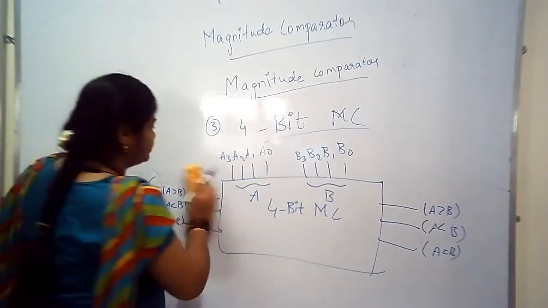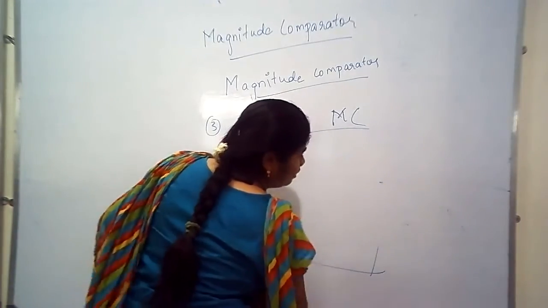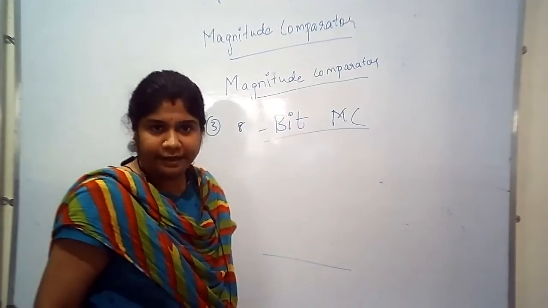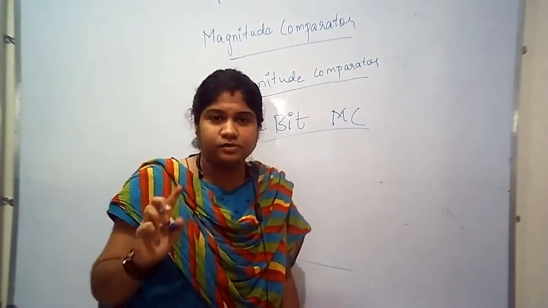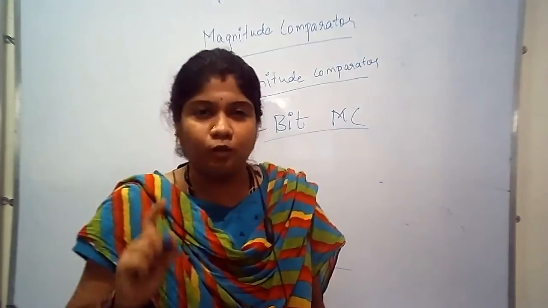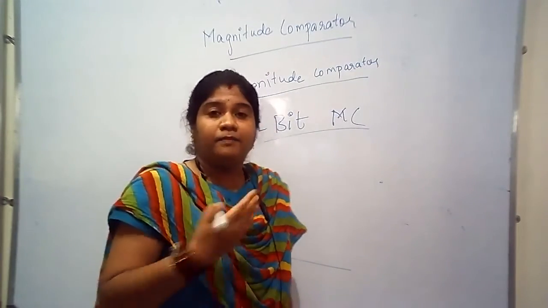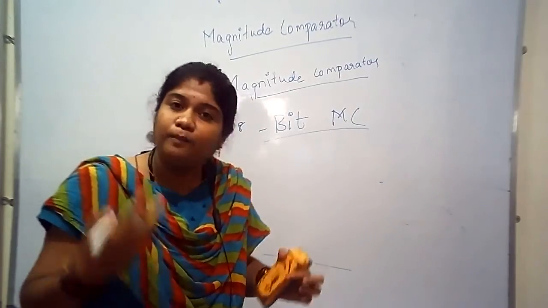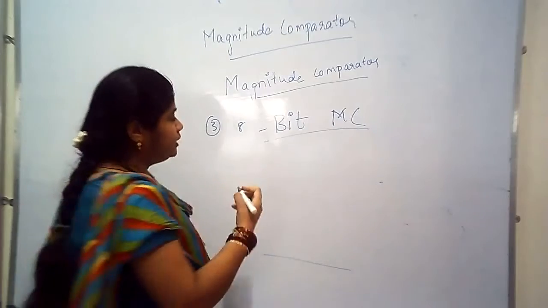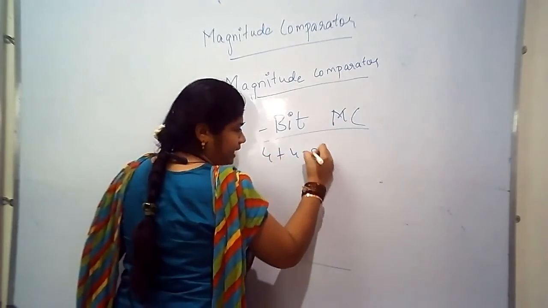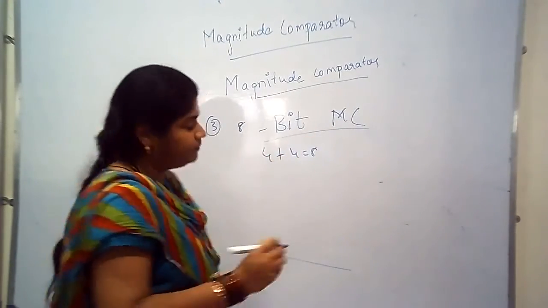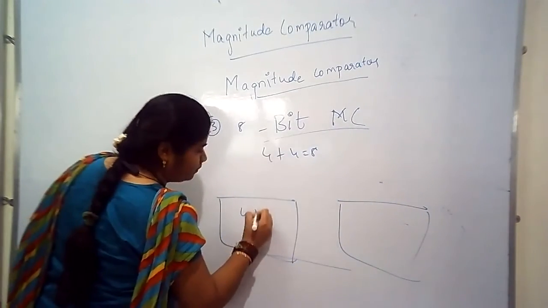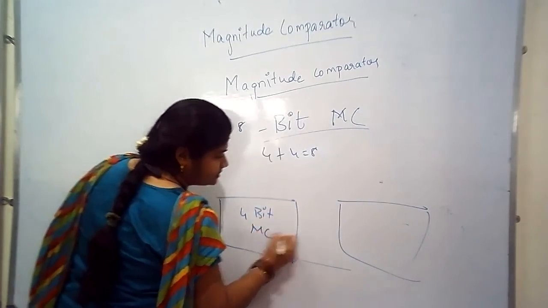For example, consider if I want to build an 8-bit magnitude comparator. By default I have only 3 types: the 1-bit, the 2-bit, and the 4-bit magnitude comparator. Then how do I build an 8-bit magnitude comparator? It is simple: as we know, 4 plus 4 is 8. So consider two 4-bit magnitude comparators. This is one 4-bit magnitude comparator, and this is another.